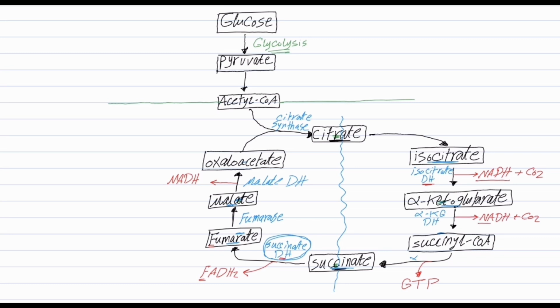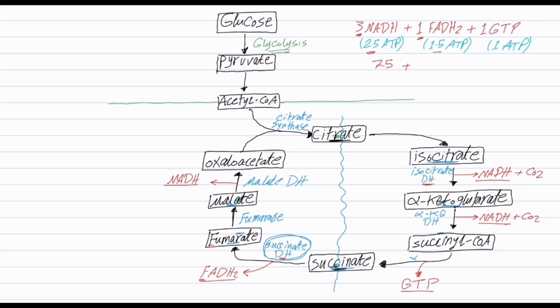So now let's count our products. 1 NADH, 2 NADH, 3 NADH. So I have 3 NADH plus 1 FADH2 plus 1 GTP plus 2 CO2. So what if I tell you that every NADH equals 2.5 ATPs and every FADH2 equals 1.5 ATPs and 1 GTP equals 1 ATP. So by simple math, 3 multiplied by 2.5 equals 7.5 ATPs.